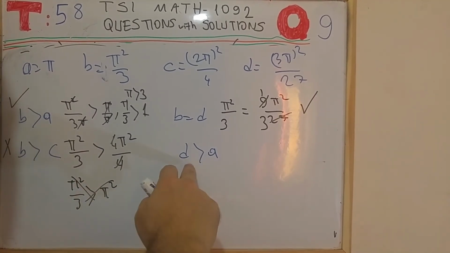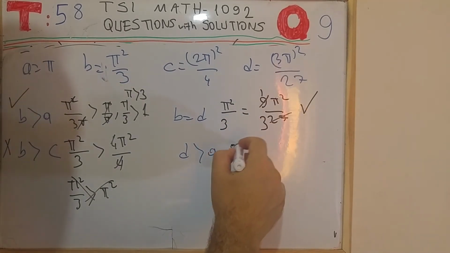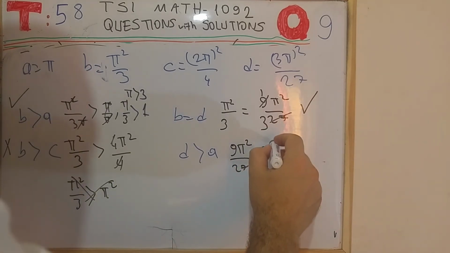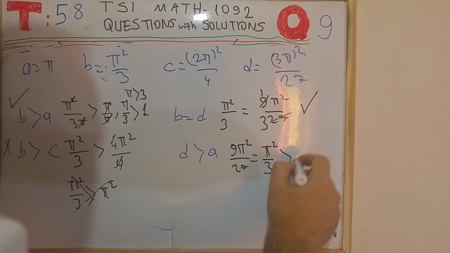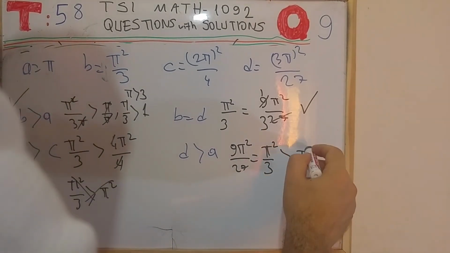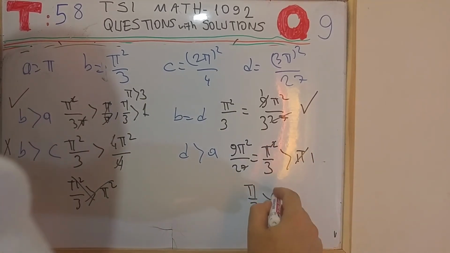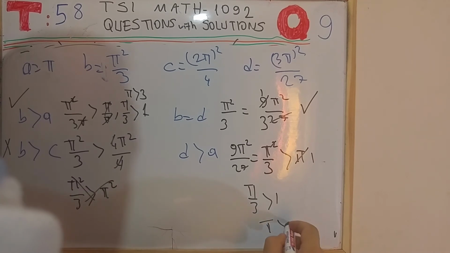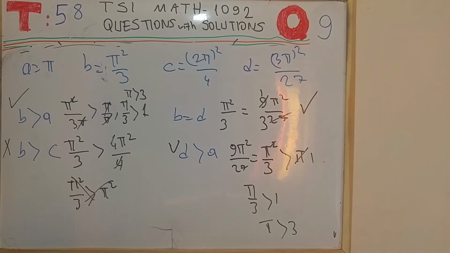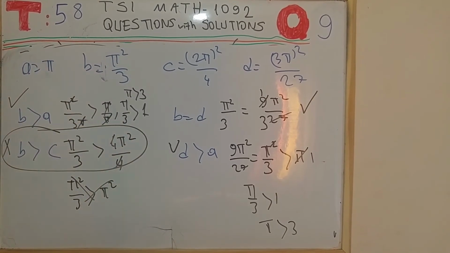What we have is D is greater than A. Let's check. This is, as we had calculated, 9 pi square over 27, which is actually pi square over 3 is greater than pi. Is it? Let's simplify each side by pi. This is going to be 1, this is going to be pi, so pi over 3 is greater than 1, or pi is greater than 3. Is this correct? Yes, this is correct too. So the only incorrect choice is this one.